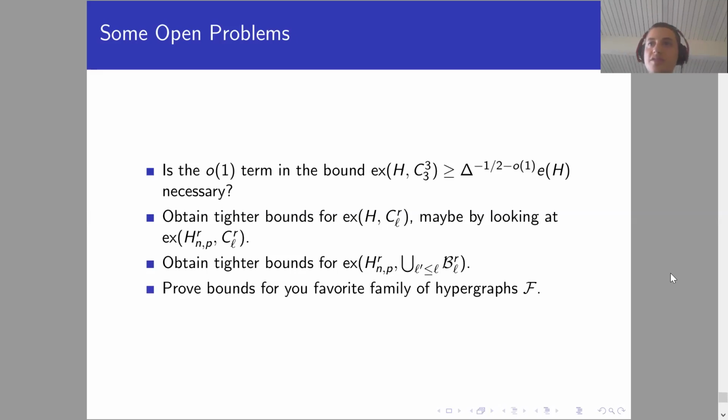And of course, the problems are endless, really. You can just pick your favorite family of hypergraphs F and your favorite family of possible hosts, whether random or generic or something else, and ask what kind of bounds you can improve. So there's still a lot to do here.